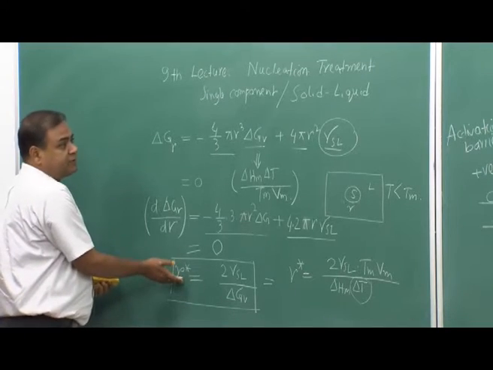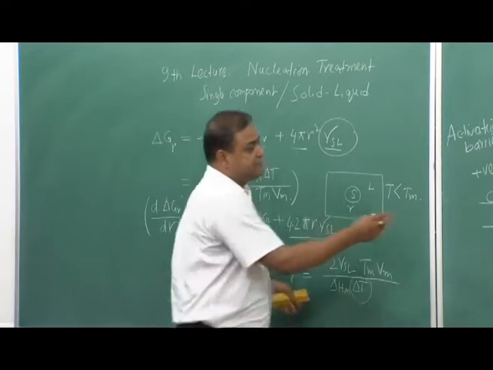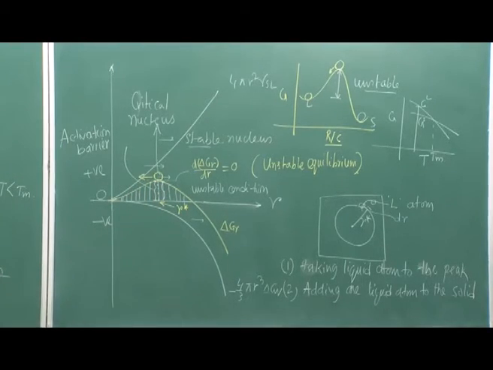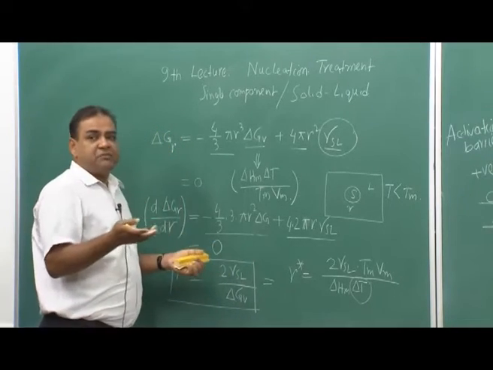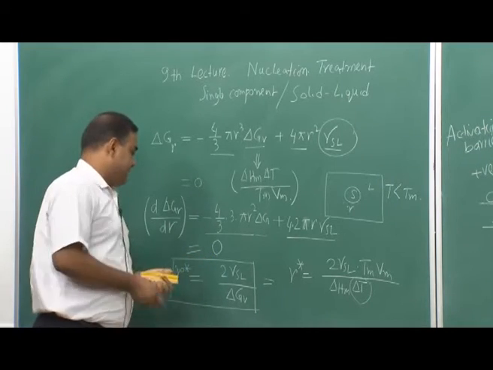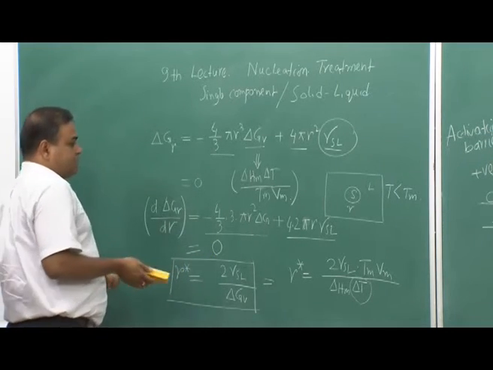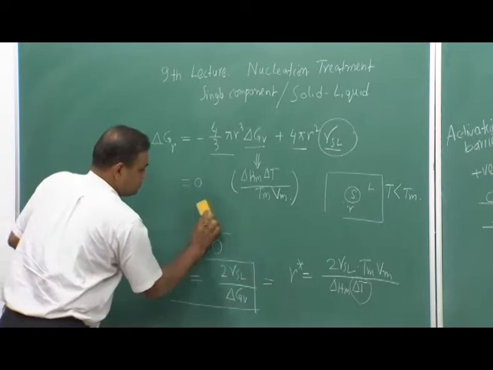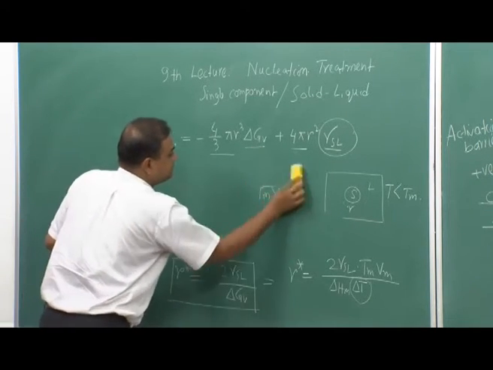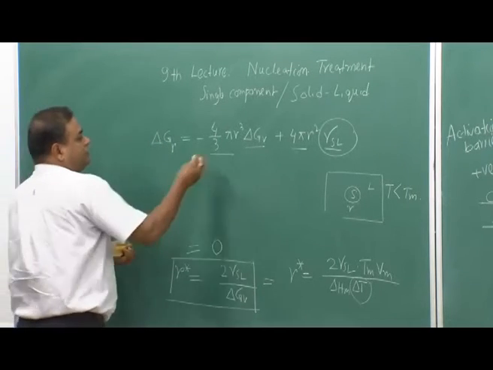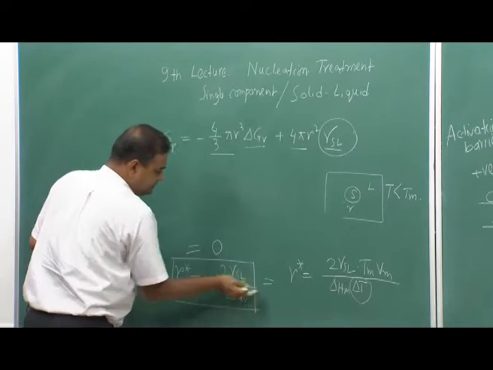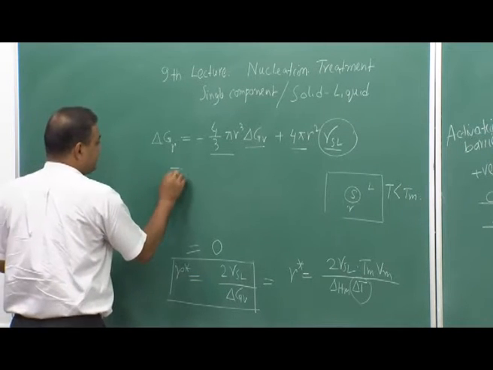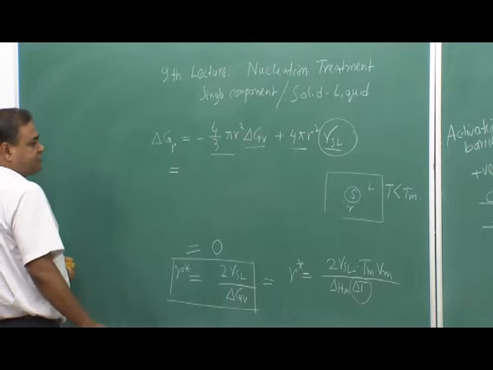If we have calculated R star, that means del G R value at R equal to R star, if we convert, becomes the activation barrier. So, if we do that particular operation, we just replace the R value with this. First, let us replace with this. If we replace it, you try to do that particular operation.